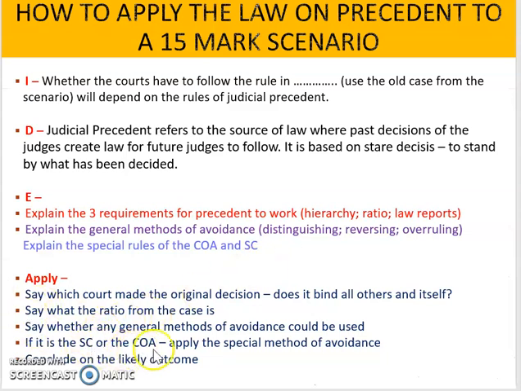If it's Supreme Court or Court of Appeal, can they use their own special method of avoiding precedent if it was their own past decision that they don't want to follow? And then you're going to conclude on the likely outcome. So here what you're really saying is, is the court going to have to follow that old decision that you don't really like, or can we avoid it using one of the methods that you've explained?